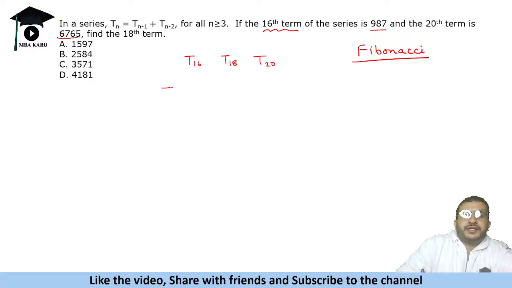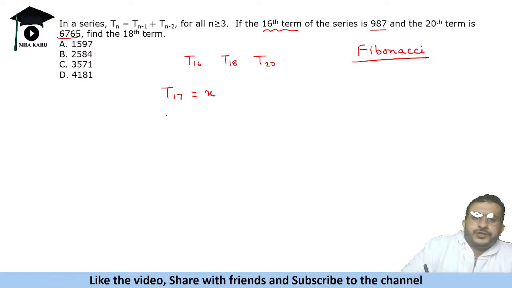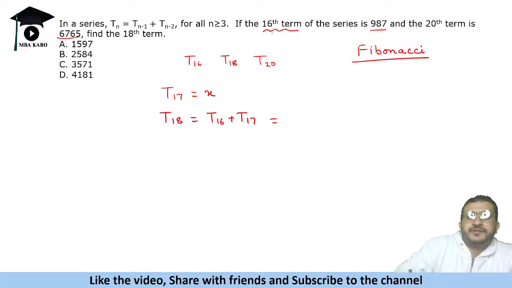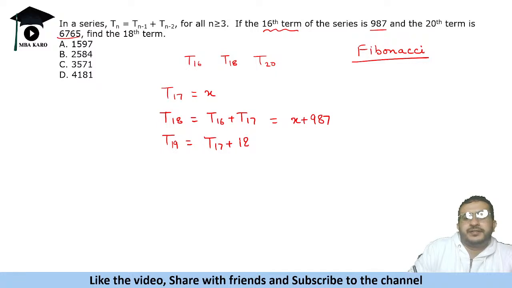Okay. So let us say T17 is equal to x. So T18 will be T16 plus T17. Right. So T16 is given to us 987. So it is x plus 987. Now apply the same property here. T17 plus T18. Now T17 is x and this is x plus 987. So 2x plus 987.